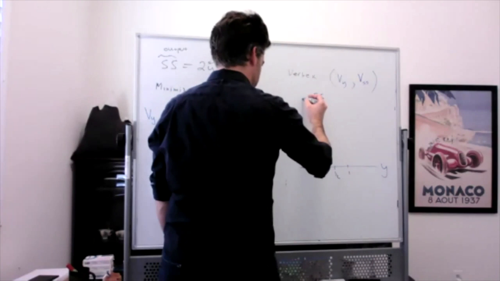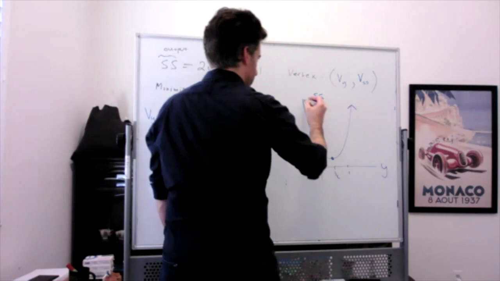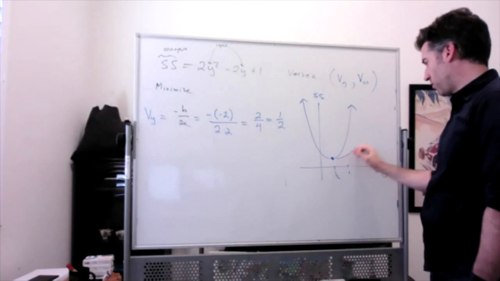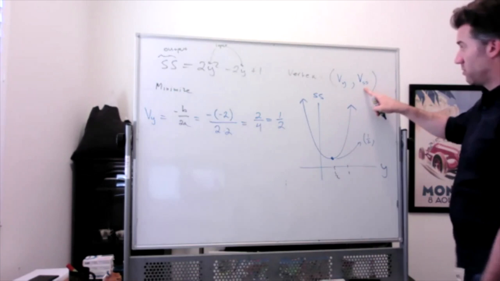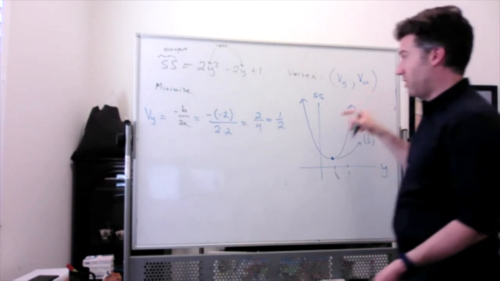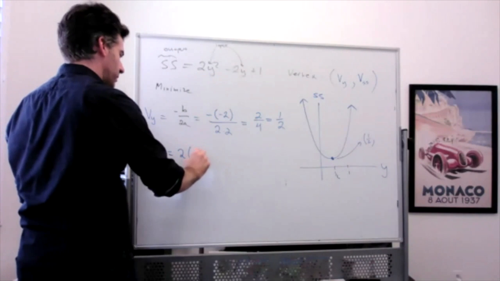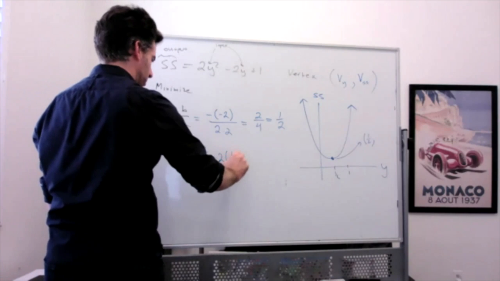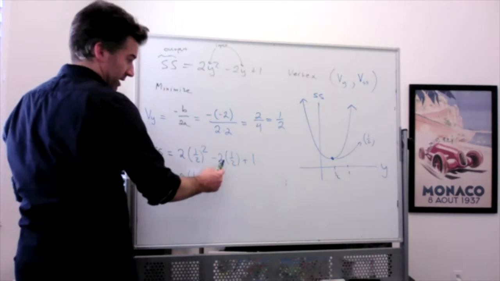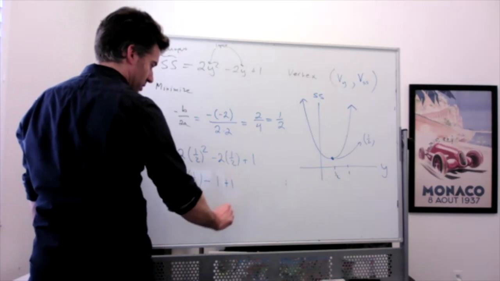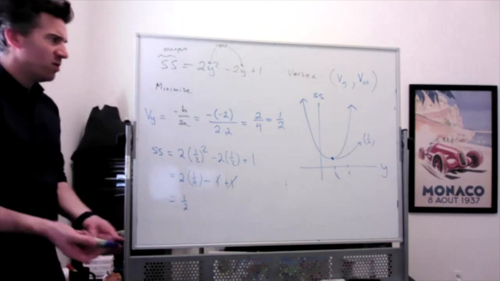And it looks something like this. Right, so there's my vertex at 1/2 comma whatever the sum of the squares value is, which we could find, right? We could totally plug in 1/2 here for y. You get the sum of squares is 2 times 1/2 squared minus 2 times 1/2 plus 1, which is 2 times 1/4 minus 2 times 1/2 is 1 plus 1. Those cancel out. And I get 2 times 1/4, which is 1/2.